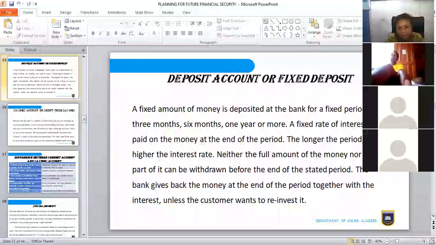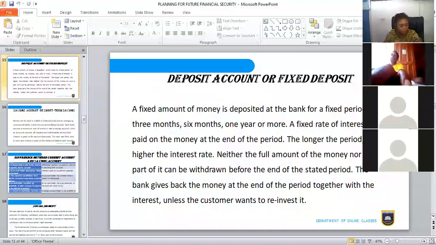Then we have another account which is called the deposit account or the fixed deposit. With that account too, a fixed amount of money is deposited at the bank for a fixed period of time. It could be 3 months, 6 months, 1 year or more. It depends on the bank, how they have arranged that. And a fixed rate of interest is paid on the money at the end of the period. So that one will accrue some interest, but the interest is fixed.